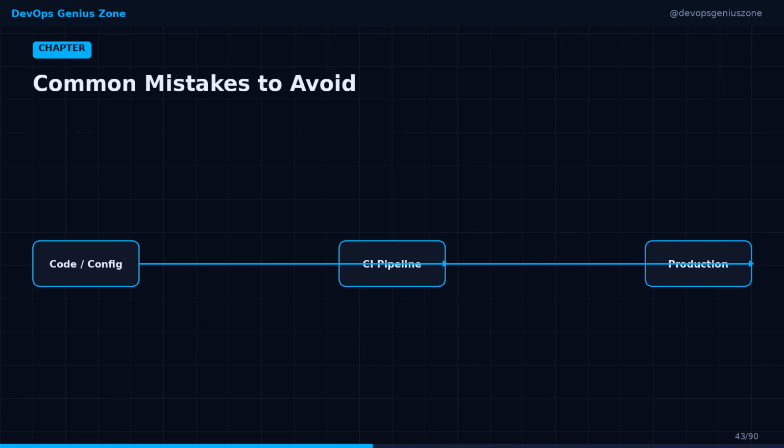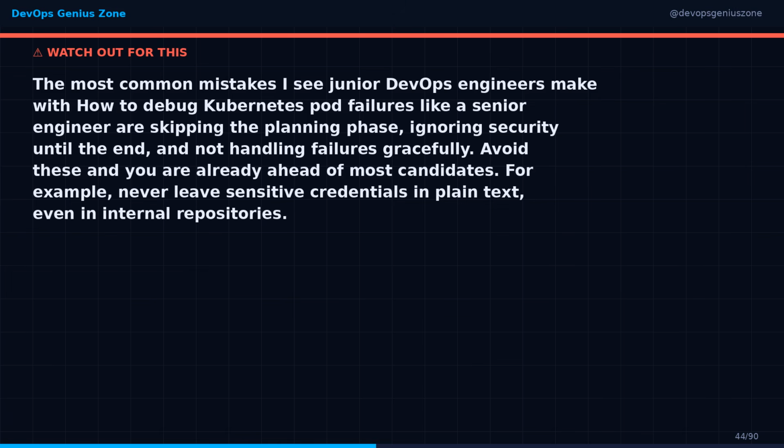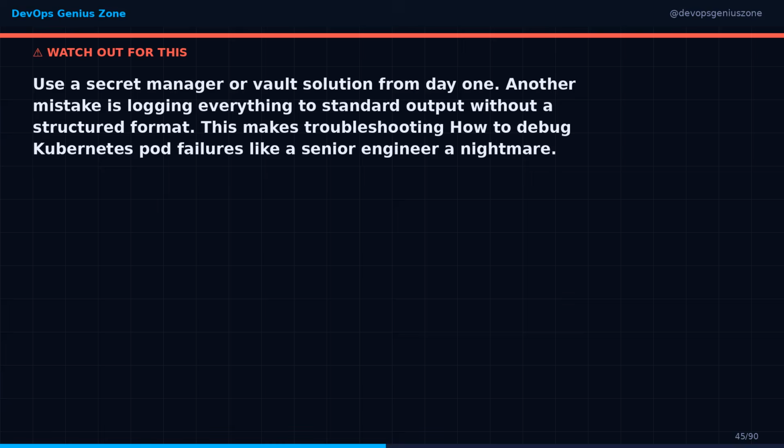Another mistake is logging everything to standard output without a structured format. This makes troubleshooting how to debug Kubernetes pod failures like a senior engineer a nightmare. I've seen outages prolonged for hours because the logs were unusable. Spend time on your logging strategy from the start.